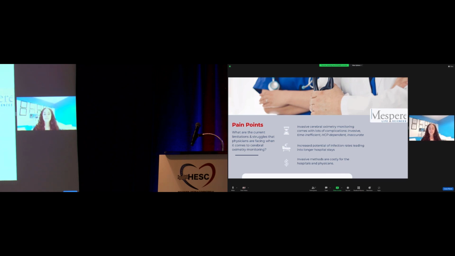It is time inefficient, so it definitely takes time to take the sample and to run it through the blood gas machine to obtain that value. But it is also non-continuous. So about every 10 to 15 minutes, we're going to need to obtain a blood sample that tells us how oxygenated the blood is at that moment in time. It is very healthcare practitioner dependent.